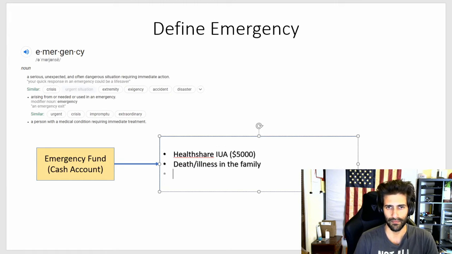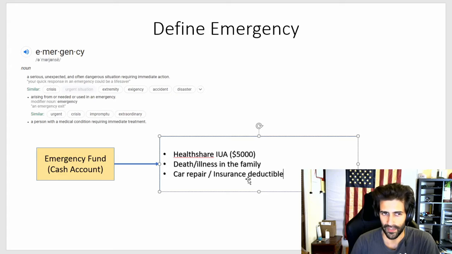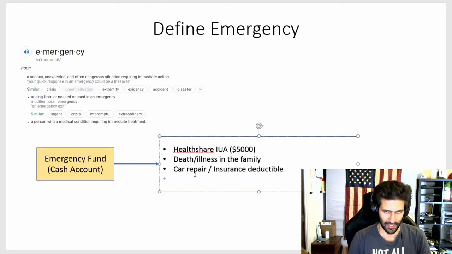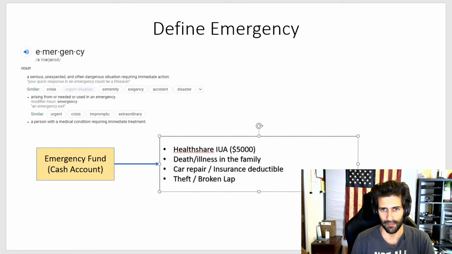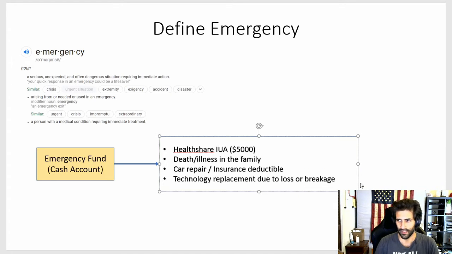Okay, what else? Car repair, insurance deductible. Like that guy mentioned in the comments, if he has an $800 car repair, he just pays for it out of the emergency fund. That's all that I can think of for now, but I guess there are other things that could come in, like theft, broken laptop, broken phone. Technology replacement due to loss or theft or breakage. All right, you get the point. It's not like, oh, my phone is slow and I want to buy a new one.